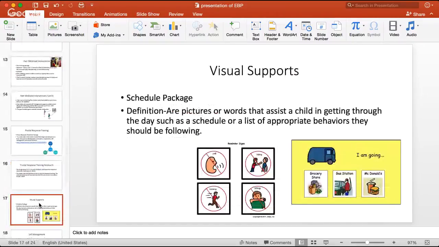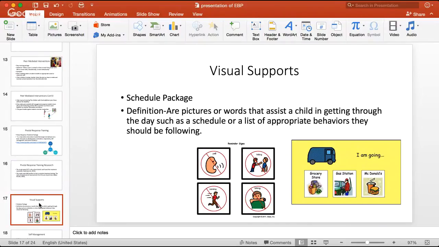Next, we have visual supports. And this is part of the schedule package, which its example would be like a schedule, which I'll get into more in a second. So they're pictures or words that assist a child in getting through the day, such as a schedule or a list of appropriate behaviors they should be following.